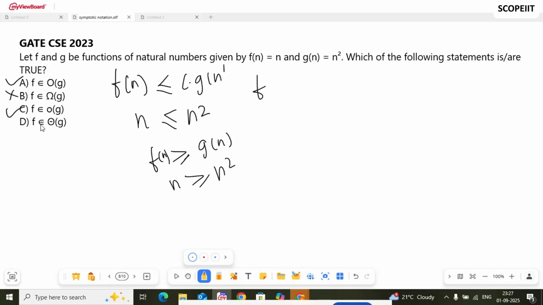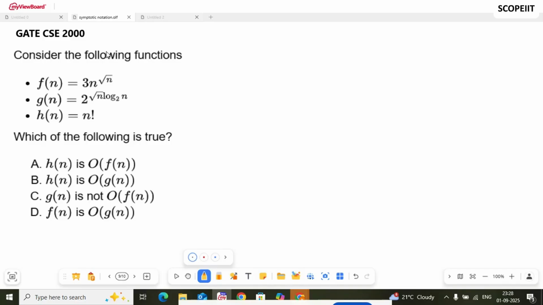Okay, so that is not possible over here. So the correct answer for this one is option A and C. Okay, next, this is your GATE CSE 2000 question.